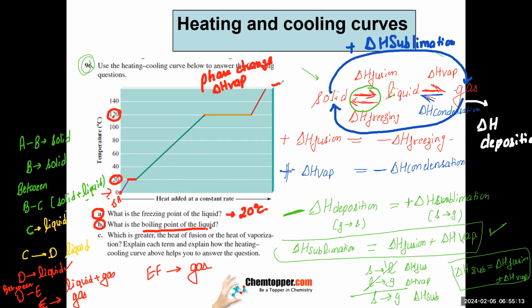So, do you think this substance is water? Is this substance water? Yes or no? No. Why? Because water has a melting point of 0 degrees Celsius and boiling point of 100 degrees Celsius. So, this must be some other substance, right? Okay.